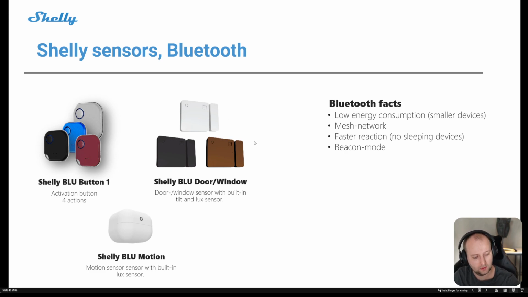Then we have the door window sensor, and I like this device quite a lot because it's a very compact, very small door window sensor, and it supports open close functionality. It's also based on Bluetooth. It supports tilting functionality, so it can show you how many degrees a door or window has been tilted. And if you can see the black dot here, it has a built-in lux sensor, brightness sensor, so it will also show you the brightness level. It comes in 3 different colors: white, black, and brown.